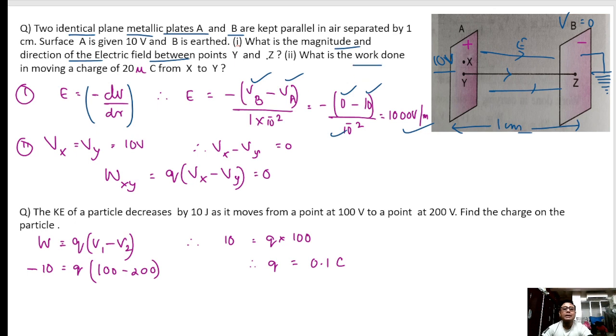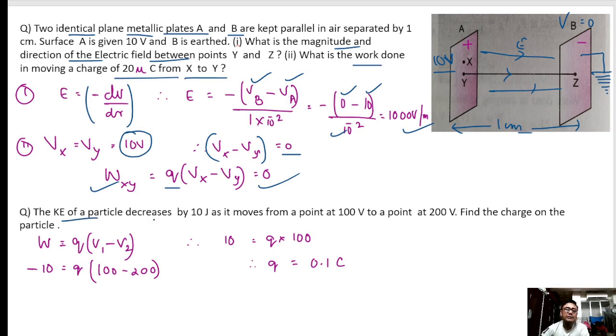What is the work done in moving 20 microcoulomb from X to Y? The potential of X and the potential of Y will be the same because they are on the same plate. So the potential difference between X and Y is 0. So the work done to carry this charge from X to Y will be 0.